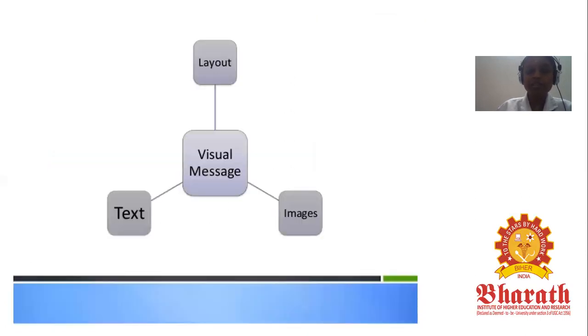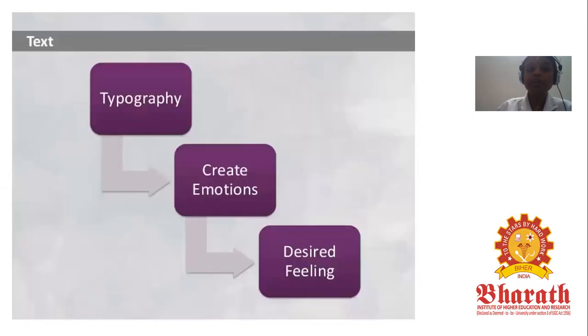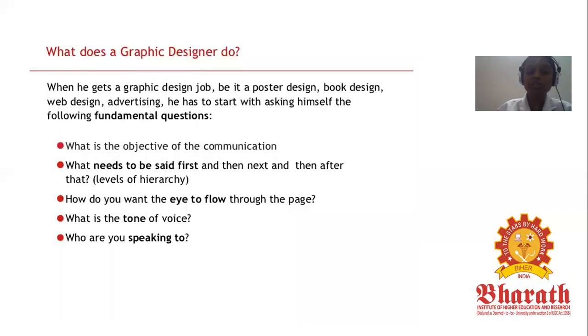Visual elements, layout, visual message. Already I told this topic. Typography, create motions, desired meaning. Typography is a combination of letters. Create motions, you can create any other creative designs, deciphering whatever they decide on your theme.